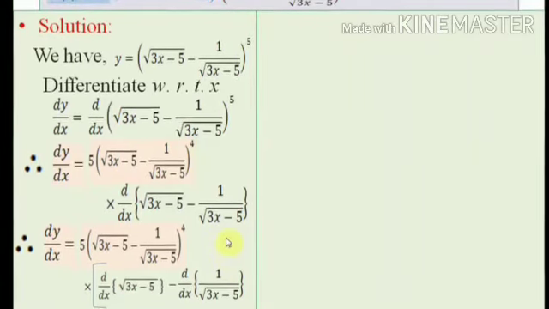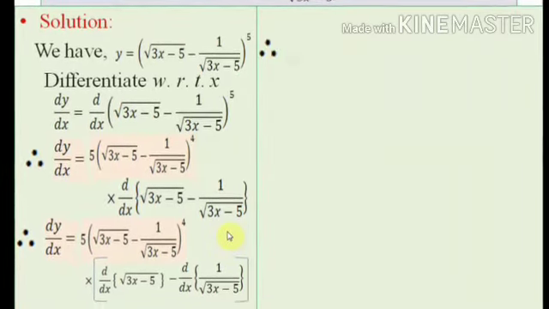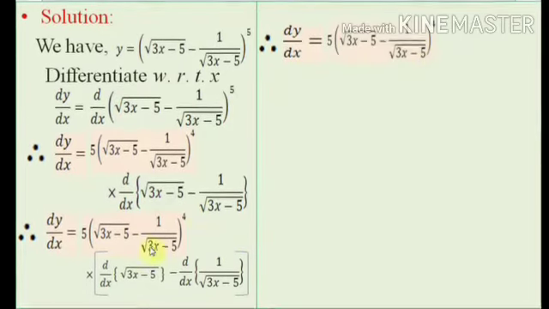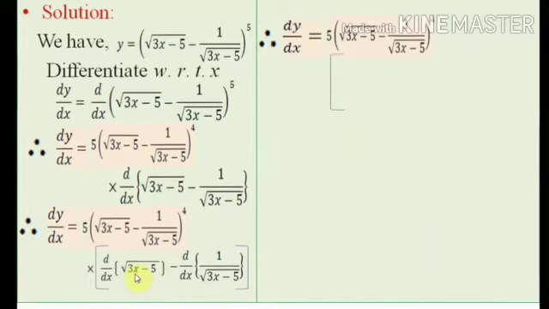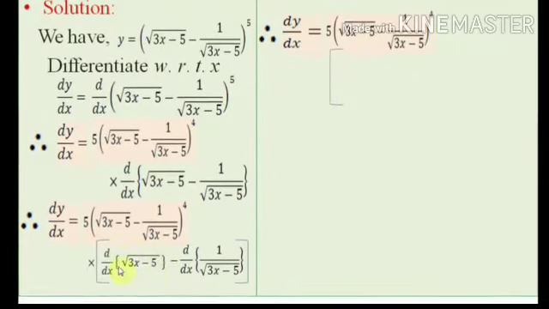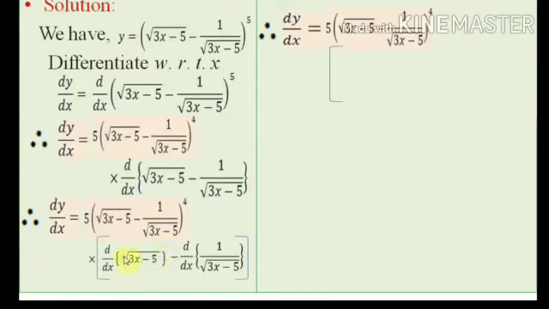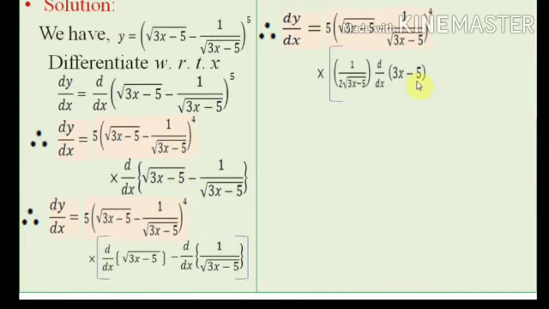Therefore dy by dx equals the first term as it is, multiplied by the derivative of root of 3x minus 5. We all know that the derivative of root of x is 1 upon 2 root of x. Here x is taken to be f of x, that is 3x minus 5, and by the composite function theorem we multiply by d by dx of f of x, that is 3x minus 5.